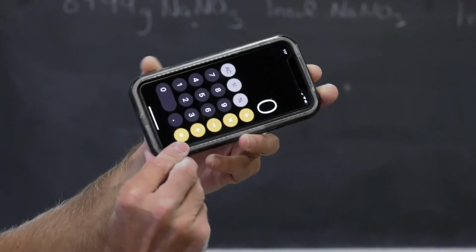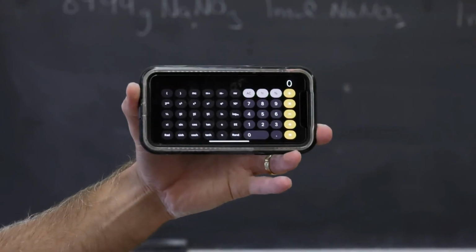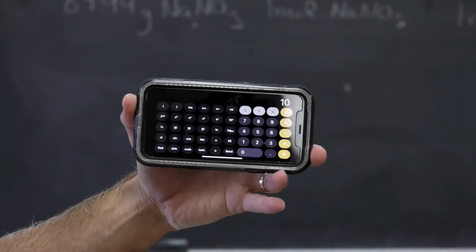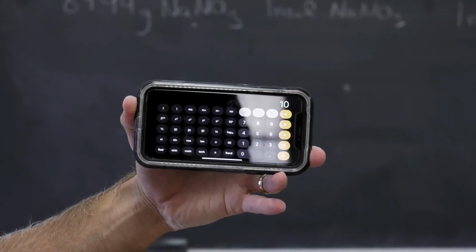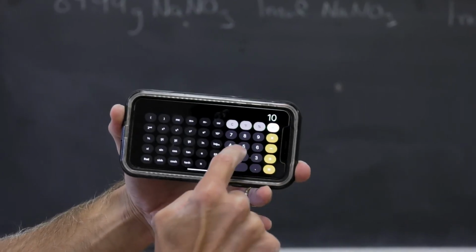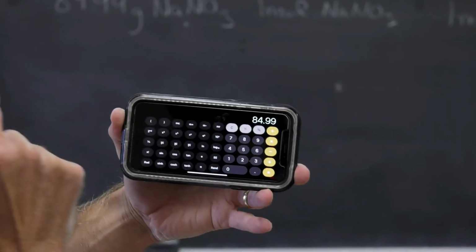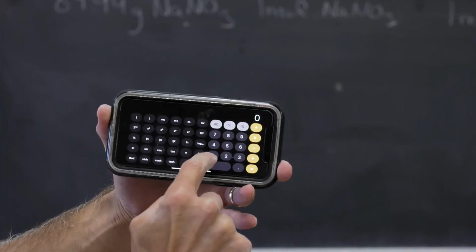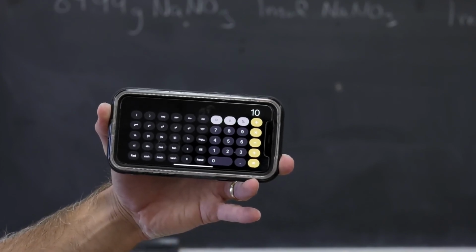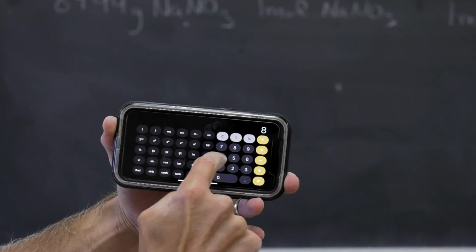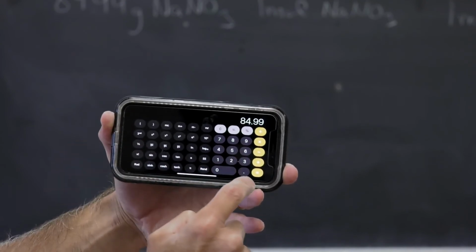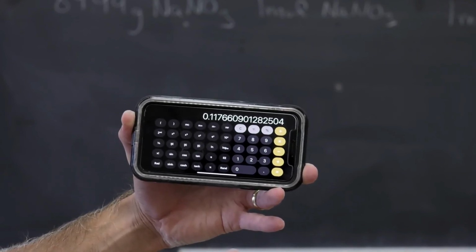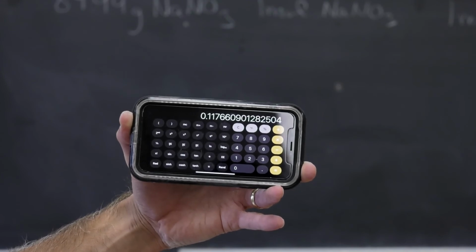I'll turn the calculator sideways and all those functions pop up, and I'm going to do the calculation from left to right. We're starting with 10 grams of sodium nitrate. We'll need to divide that by 84.99 grams of sodium nitrate for every mole. Curses. Let's try that again. 10 grams of sodium nitrate divided by 84.99 grams of sodium nitrate for every mole of sodium nitrate. So at this point, I know I have basically 0.12 moles of sodium nitrate.